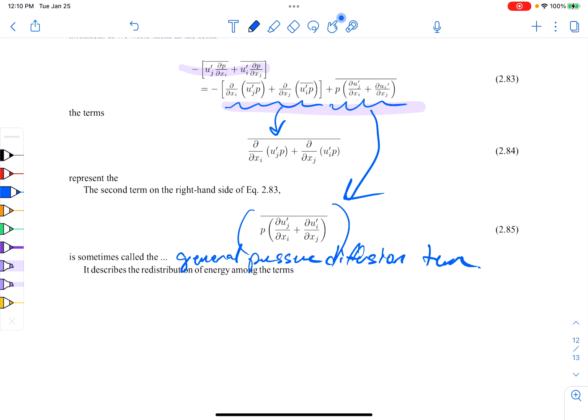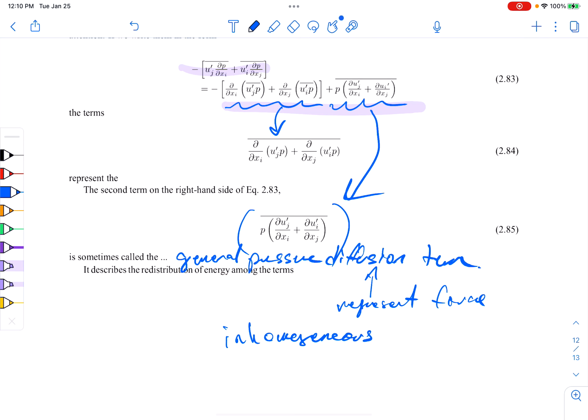And what's interesting about this term in the field is that it will represent and force inhomogeneous turbulence into homogeneous isotropic turbulence.